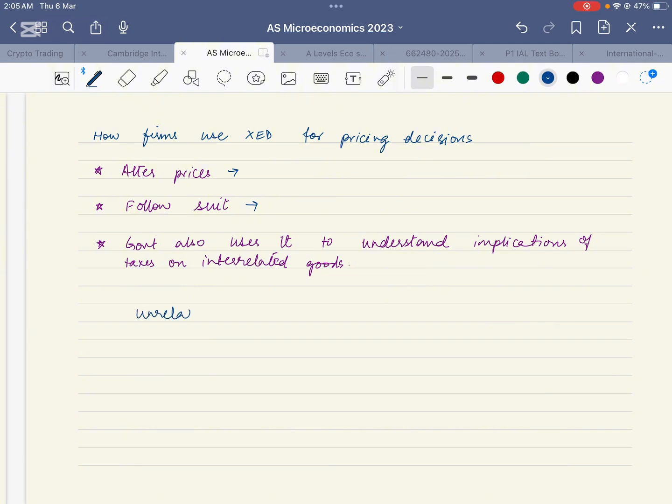So unrelated goods have XED equal to 0. Firms are interested in XED, as I explained, because it allows them to see how many competitors they have, number one, and they also see how likely they are to be affected by changes in prices of the products of other firms if they are selling complementary goods or substitute goods.